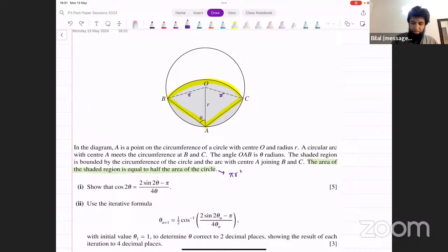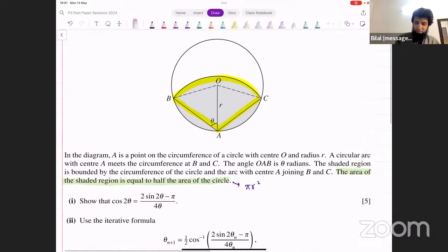Two sides are R, and then the remaining side, what's that? This is theta. In fact, I think we can break it down even further. If you have to find the area of the, yeah, let's do it like this. So if this is R, we can focus on this triangle on the left side. This is an isosceles triangle.